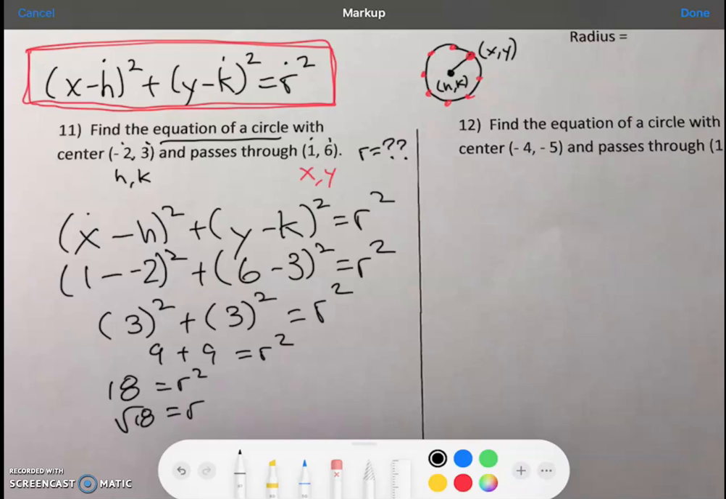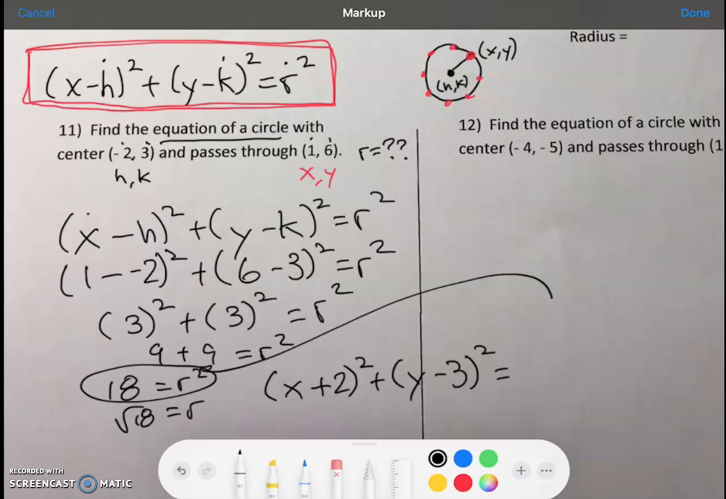All right, let's put it all together. Here's our formula. Like we see it in the red box up above, it is x minus the center, negative 2, so I can put a plus sign there, squared, plus y minus the center, which is 3, squared, is equal to radius squared, 18. And then that's our answer. We spent a lot of this trying to get that radius number, and then you just put it all together as an equation. And that is what you would do with also number 12.